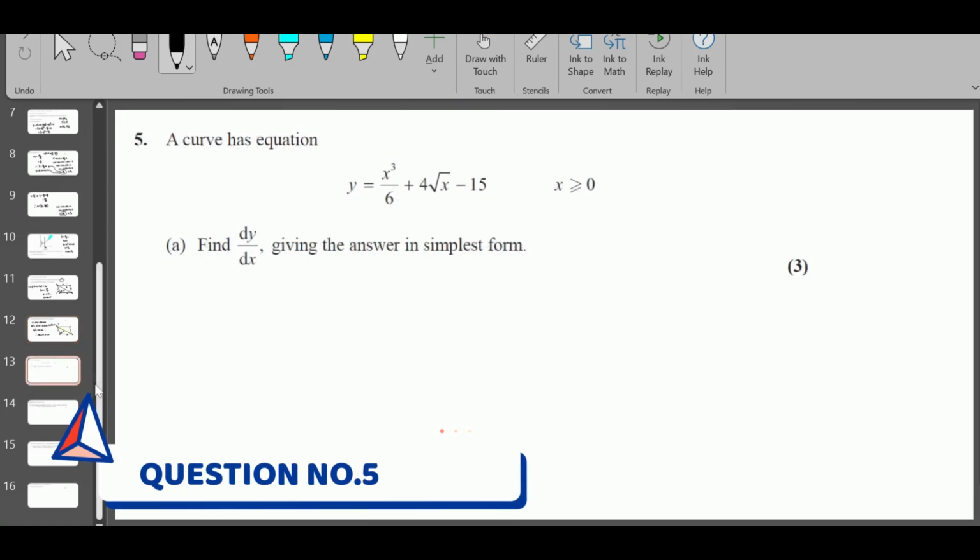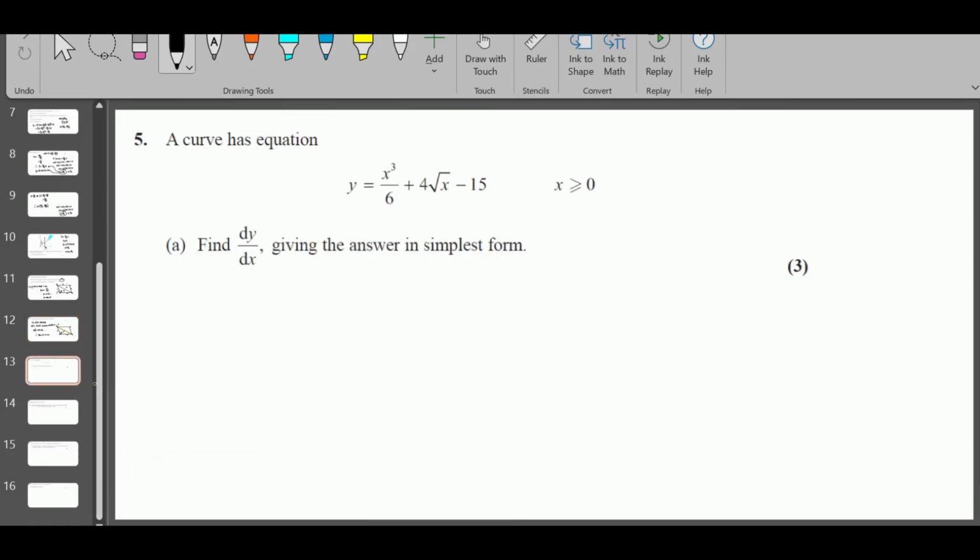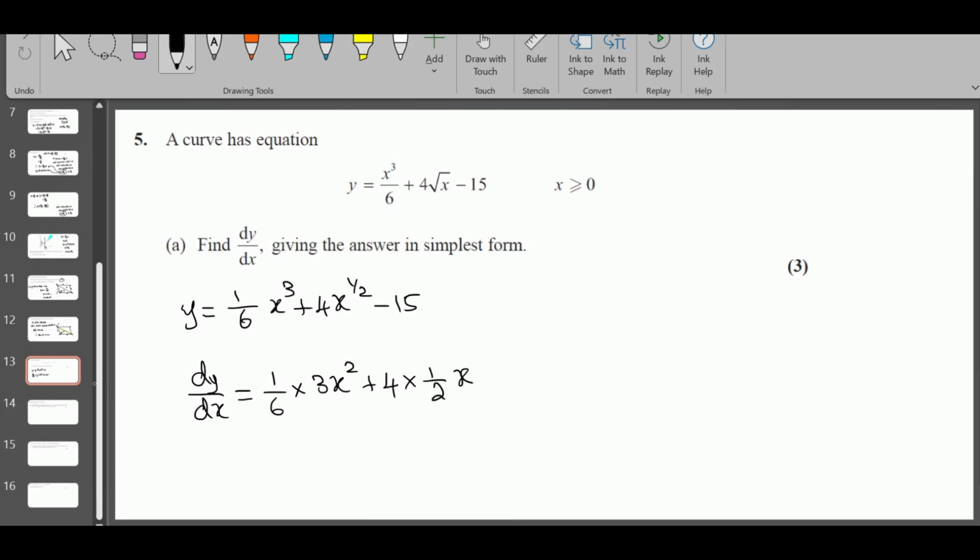Question number 5 now. We have y given, find dy by dx. y is equal to 1 over 6 x cubed plus 4x power half minus 15. When you differentiate it with respect to x, 1 over 6 times x cubed becomes 3x square, 4 times half x power half minus 1, and 15 becomes 0. 3 over 6 is 1 over 2 x square, and 4 over 2 is 2x power minus half.